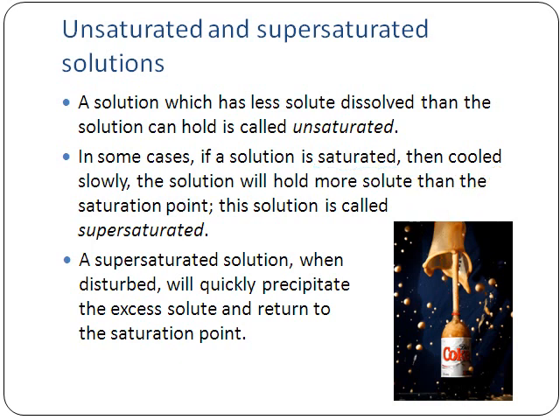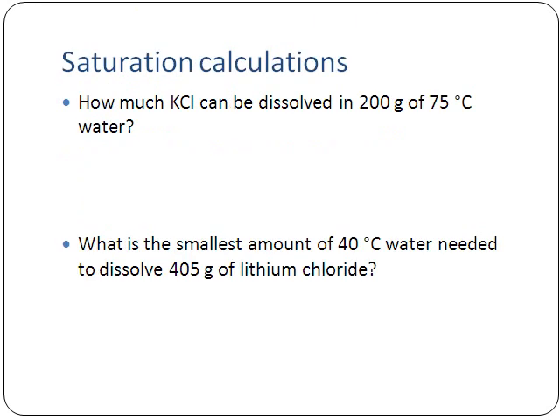Let's take a look then. We've got our saturated solutions, our unsaturated, and our supersaturated. Let's see what would happen if we need to figure out exactly how much of a substance would dissolve for certain saturation limits. So we're doing some calculations here. The question is, how much KCl, potassium chloride, can be dissolved in 200 grams of 75 degrees Celsius water?